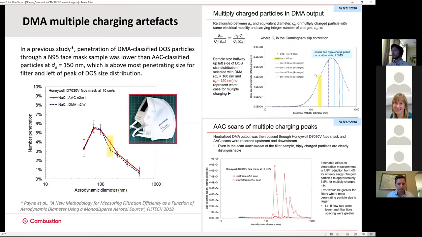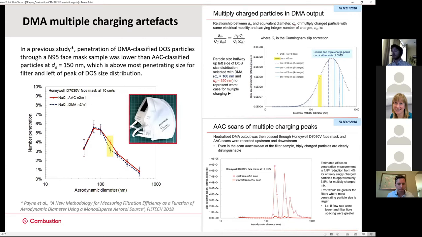So to look at that further, you see on the top right slide, the 150 nanometers falls on the left-hand side of the size distribution we're using of the DOS. And that means multiple charges from the DMA are drawn over the peak. And we then step scan the DMA output with the AAC. So on the bottom right slide, you can see the single, the double, and triple and quadruple charges being resolved in that upstream scan. But downstream in the face mask, that solid red line just below, even triply charged particles are emerging there.